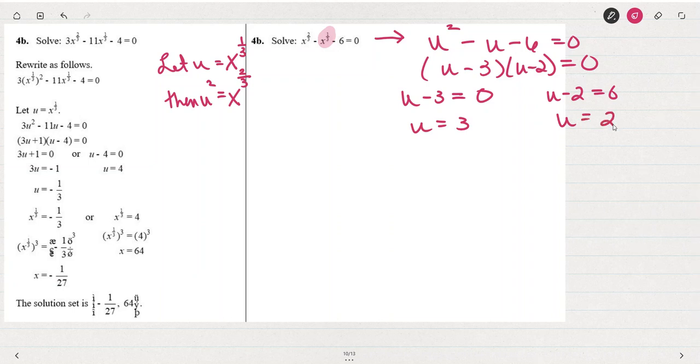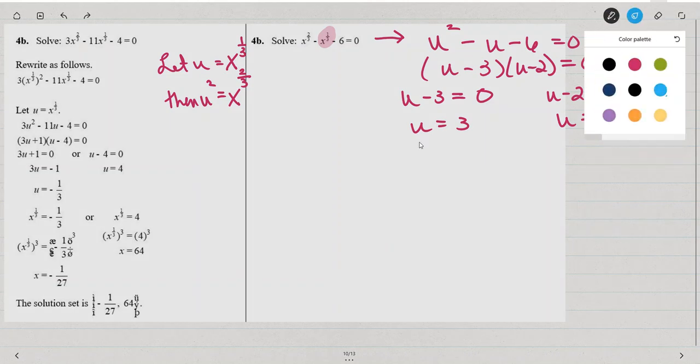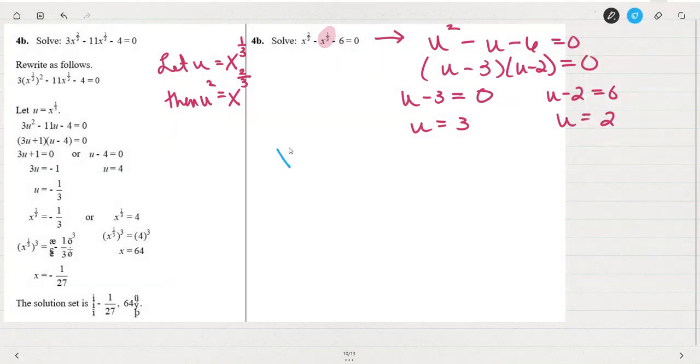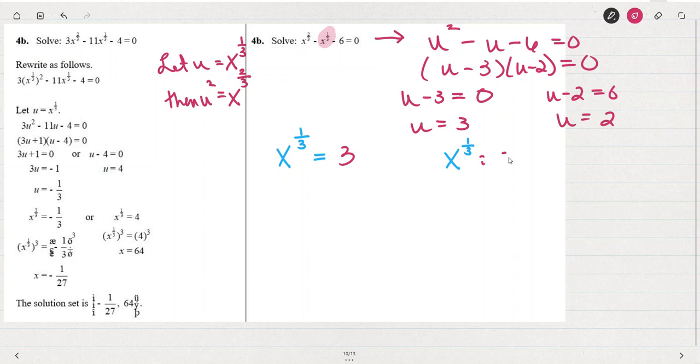So if u is equal to 3, then x to the 1/3 is equal to 3, or x to the 1/3 is equal to 2. Please pardon me with this cough. Had COVID a month ago and just not able to shake this cough, so I apologize for that.